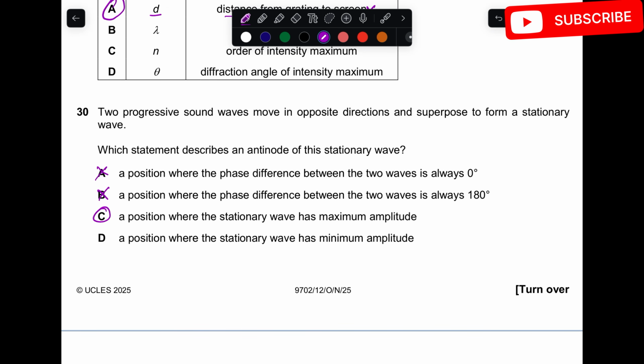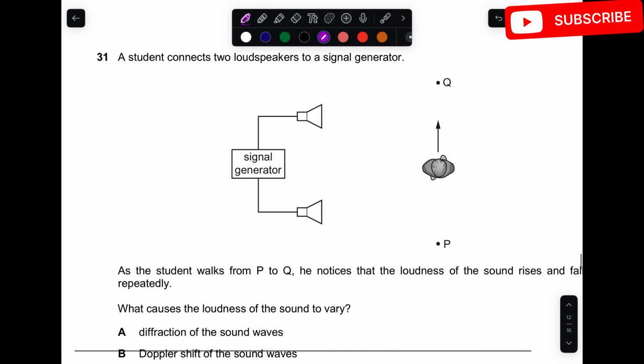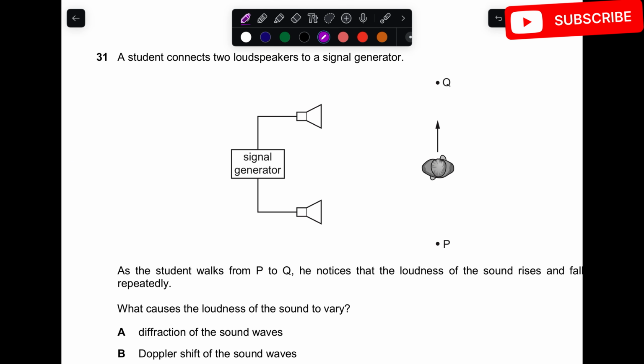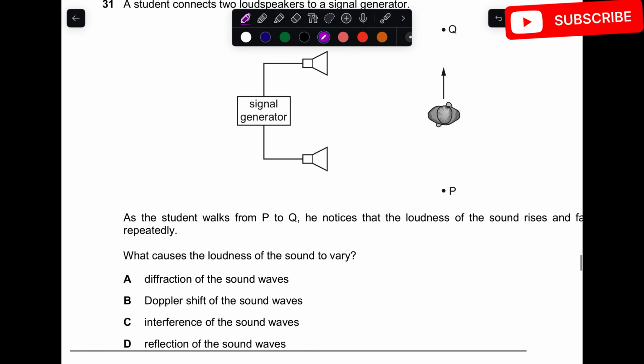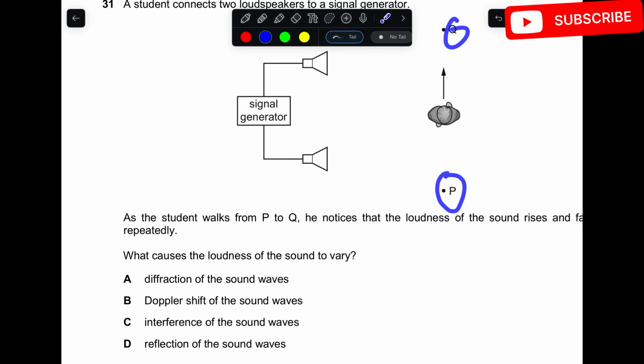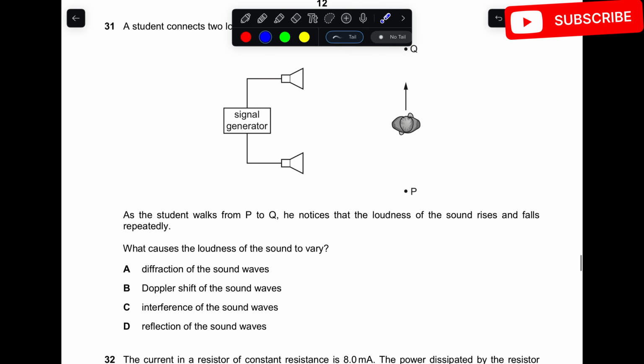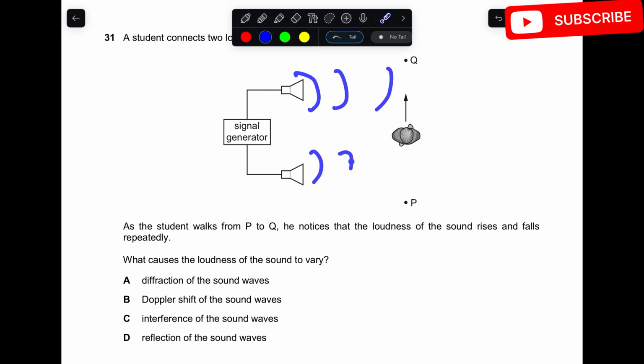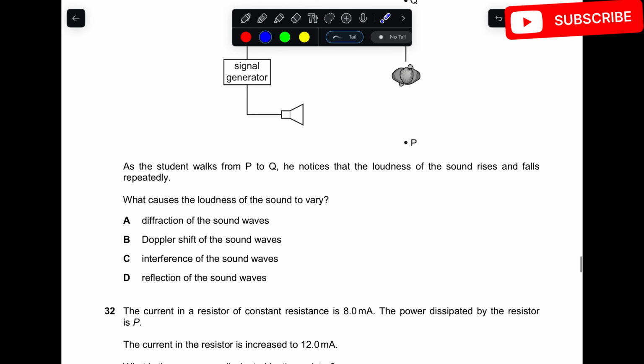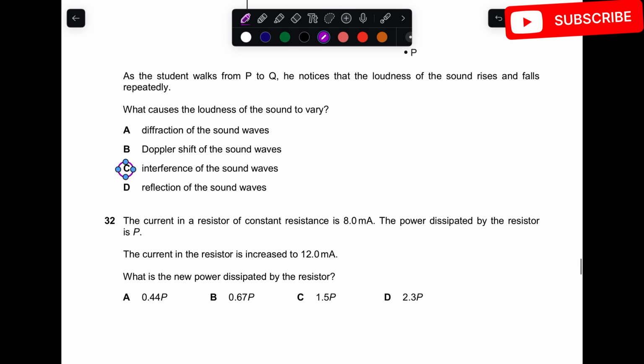Okay. In 31, a student connects two loudspeakers to a single generator. As the student walks from P to Q, this is point P, this is point Q, and they are two sources. He will hear the sound rise and fall. So what causes the loudness? Basically, what is happening? Superposition. So there will be highs and lows. It's diffraction, no. It's Doppler, no. Interference of the sound, yes, it is the interference. Somewhere it will be constructive interference and somewhere it will be destructive interference.